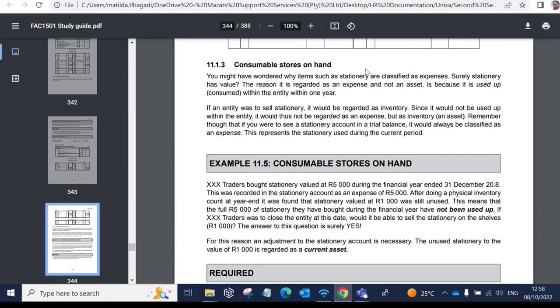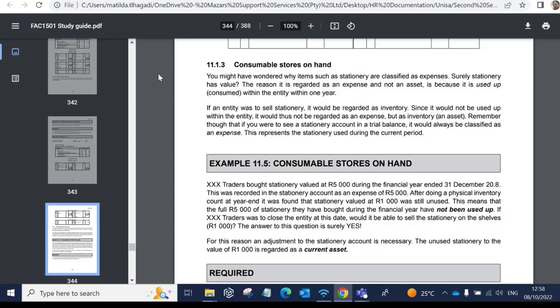And then consumable stores on hand. You might have wondered why items such as stationery are classified as expenses. Surely stationery has value. The reason it is regarded as an expense, not an asset, is because it is used up within the entity within 1 year. So if an entity was to sell stationery, it would be regarded as inventory, since it would not be used up within the entity.